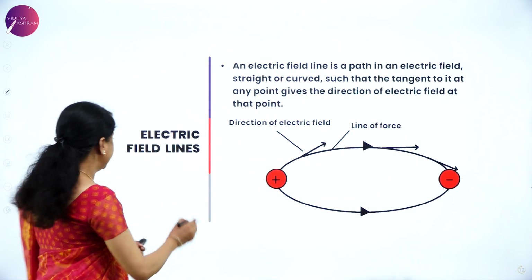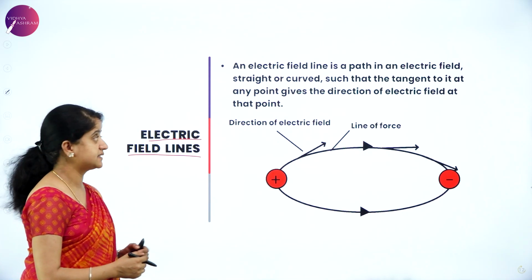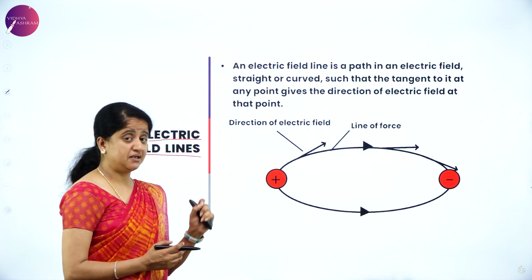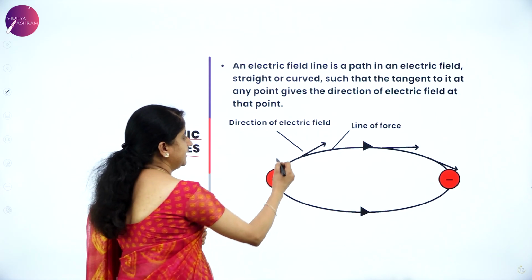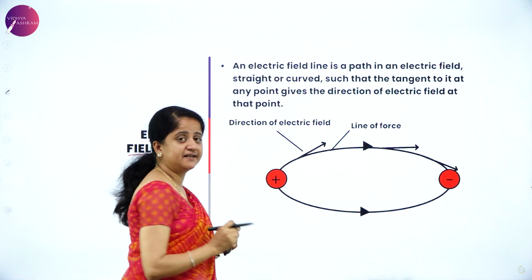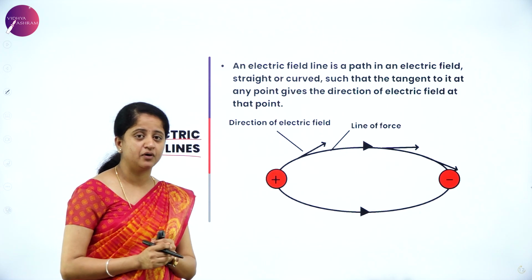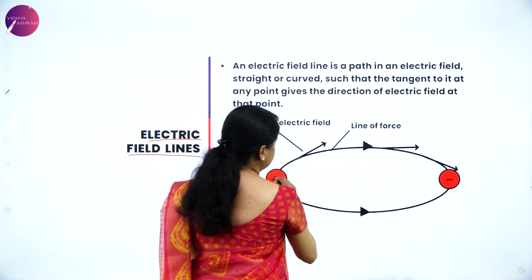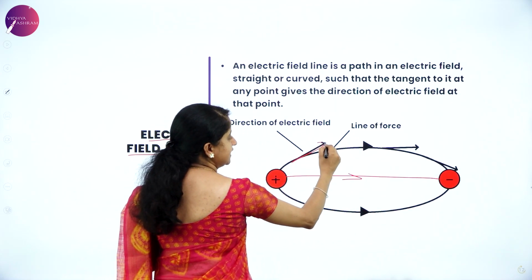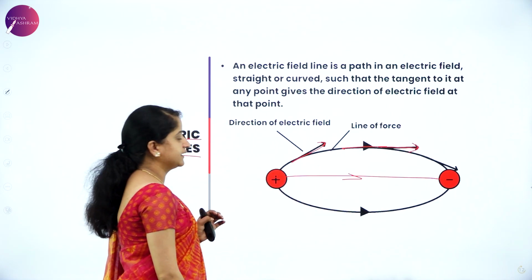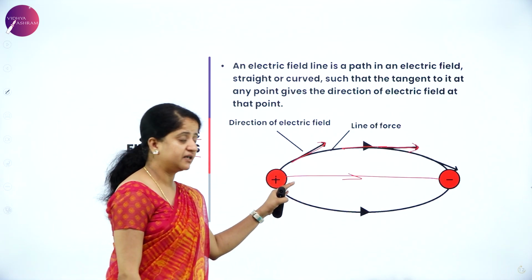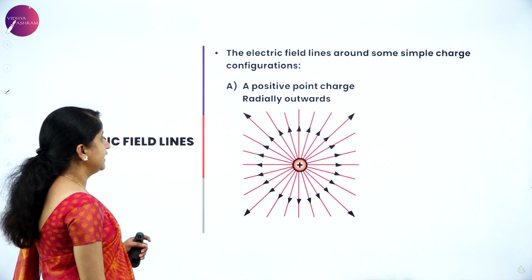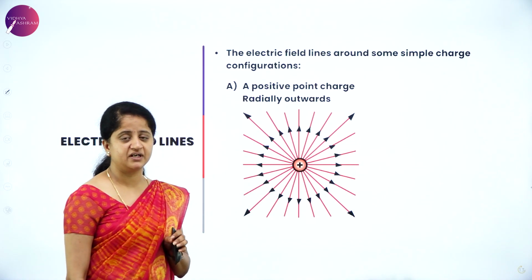So, next we are moving on to electric field lines, which is very important to understand. So, what is an electric field line? An electric field line is a path in electric field. It may be straight or curved such that a tangent drawn at any point gives the direction of electric field intensity at that point. See, you can observe it is starting from positive charge and ending at negative charge. It is a curved path, it can even be a straight path, and if we draw a tangent at any point, that gives the intensity of electric field at that point. So the direction of electric field should always be from positive to negative. That is very important. So the electric field around some simple charge configurations, let us now see.